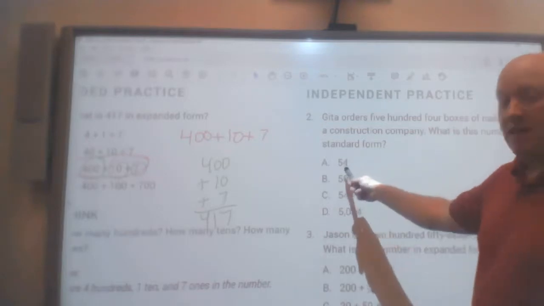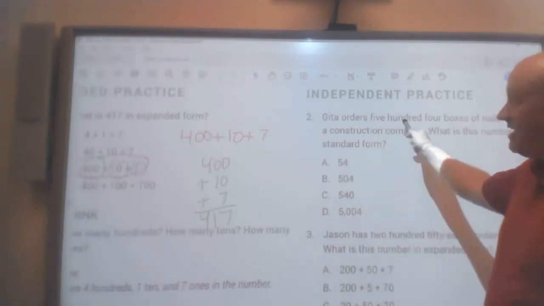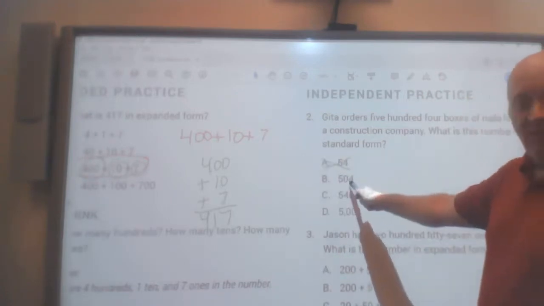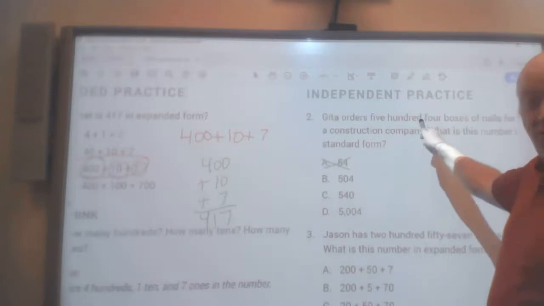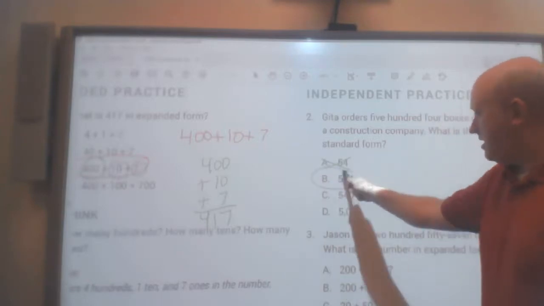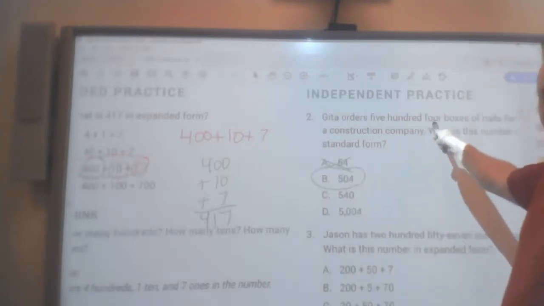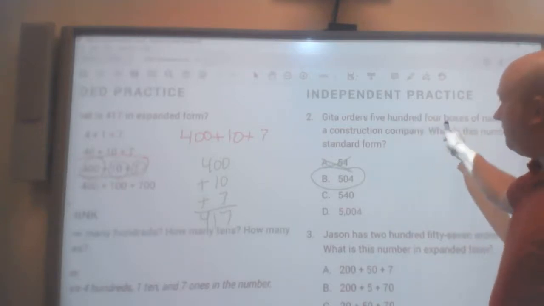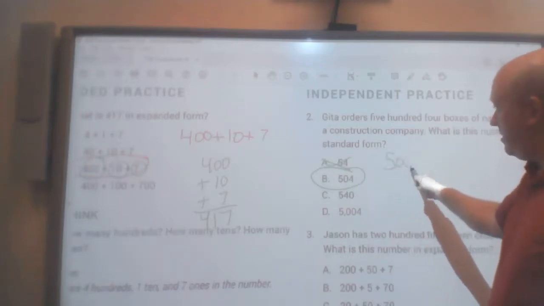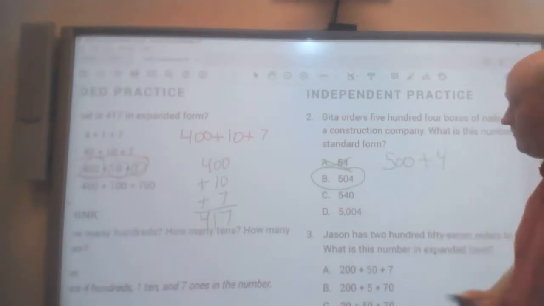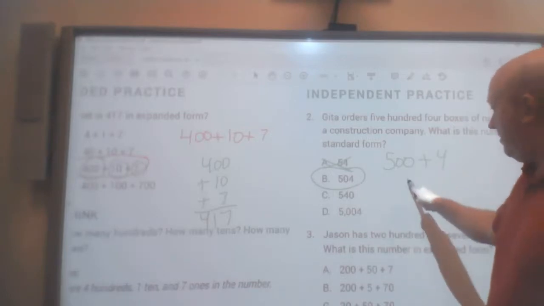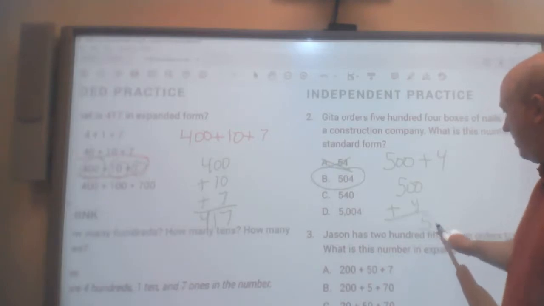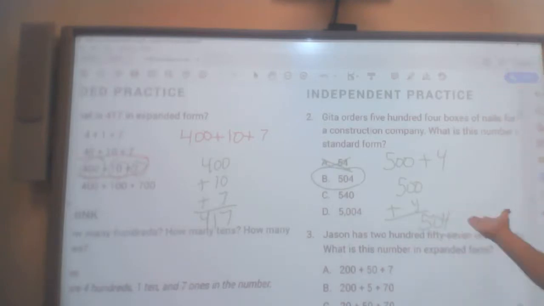Okay, is it A, 54? Does that say 54? Okay, then I got 504. Does that say 504? Bam. There we go. There's no 10 or 20 or 30 or 40 or 50. There's just 504. So we have 500 plus 4. And if you add them up, you get 504. Plain and simple.